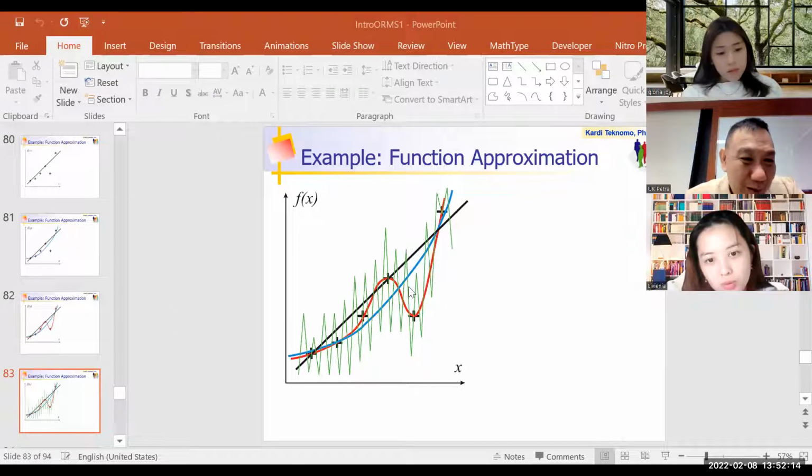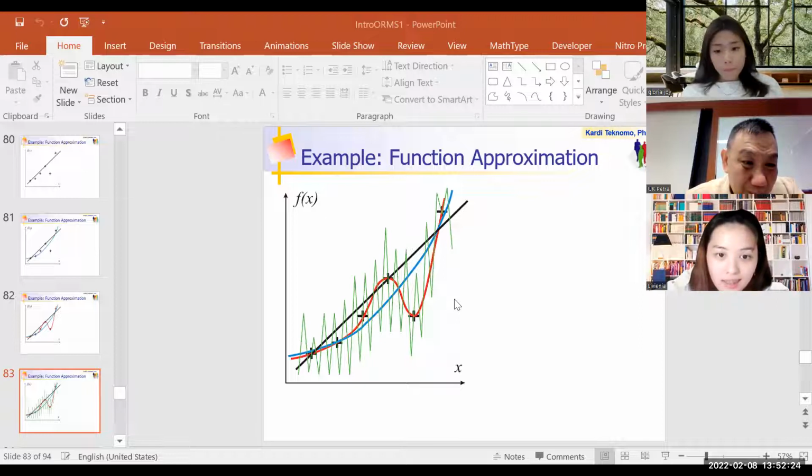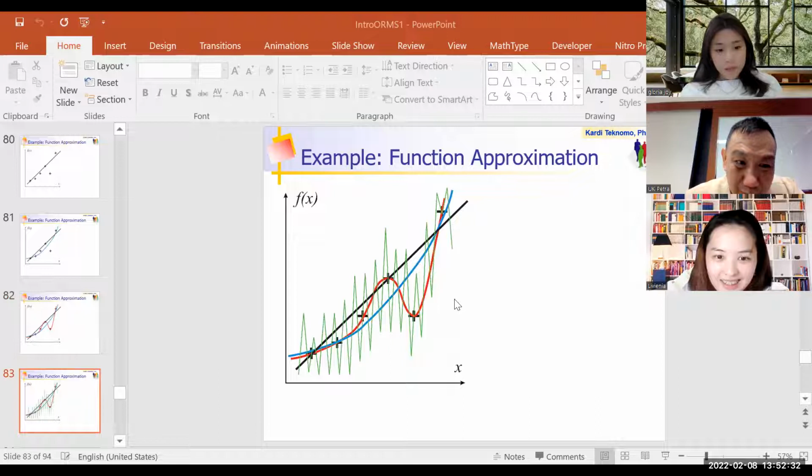Joy said the blue one. How about you, Livy? Which one will you choose? Probably the red one. Why the red one? No reason. It's passing through all the points. But the green one is also passing through the points.